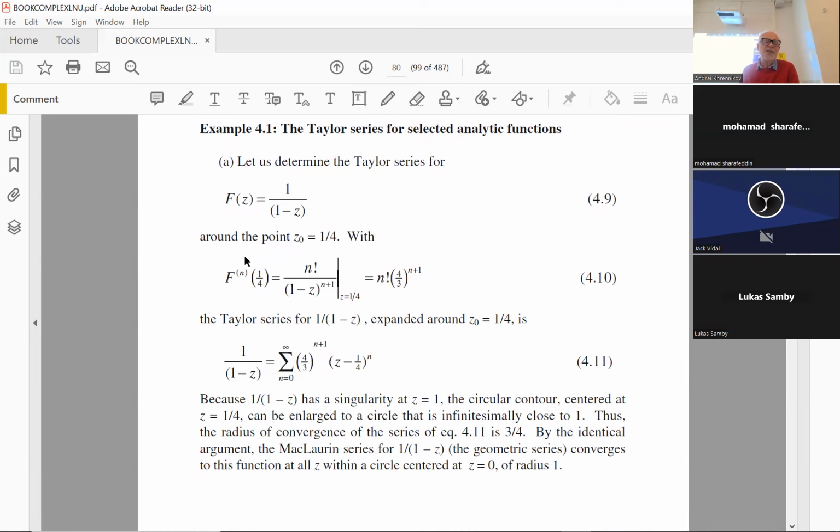They calculated derivatives. They want to expand not in the point Z, but in the point Z0, 1 minus 4. They calculated derivatives at this point and wrote this series. But of course, it's more natural to just write Z minus 1/4 plus 1/4, and then you will get the same answer.